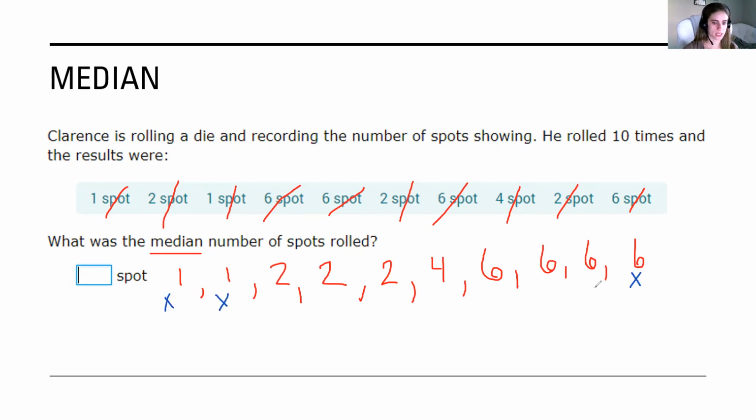Cross 1 off from each end to make sure you don't lose your place. Stay nice and organized, but oh, looky here. I'm left with 2 numbers in the middle. Can I have 2 medians? No. When this happens, you have to find the mean.